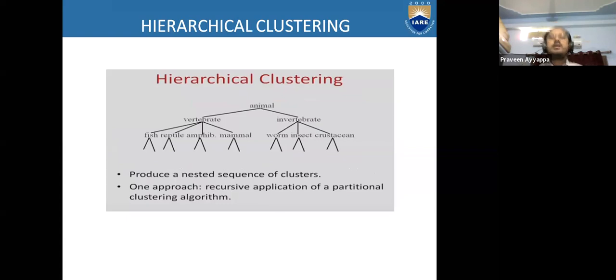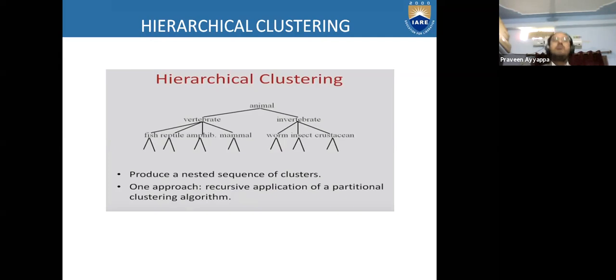So let us take a small example of arranging the animals into different clusters, right? How it is being divided. So animals are divided into two things, which are nothing but the vertebrates and invertebrates. The vertebrates are in turn divided into fish, reptile, amphibian, and mammal, and invertebrates are divided into worm, insects, and crustaceans.